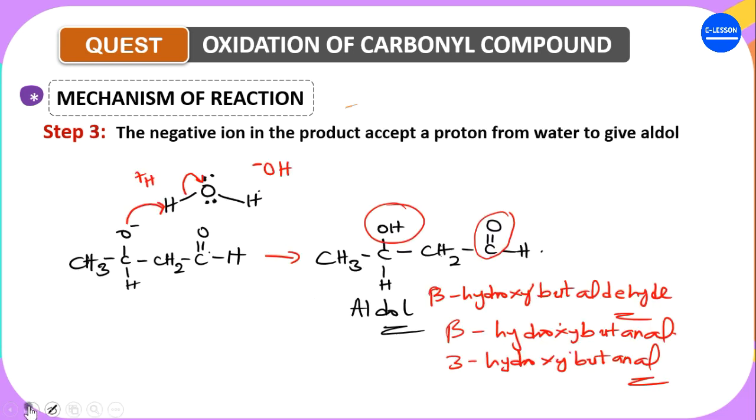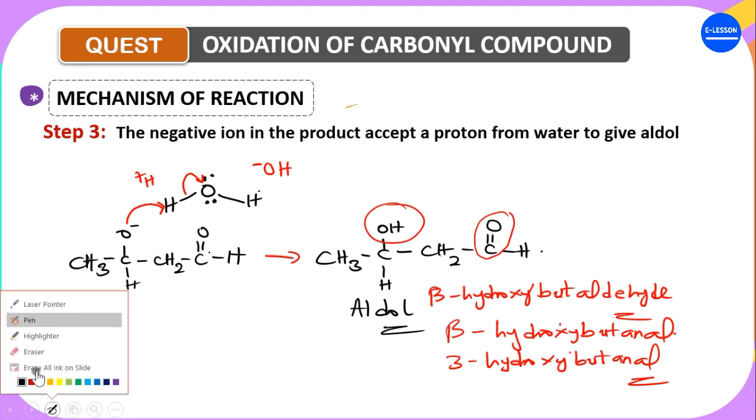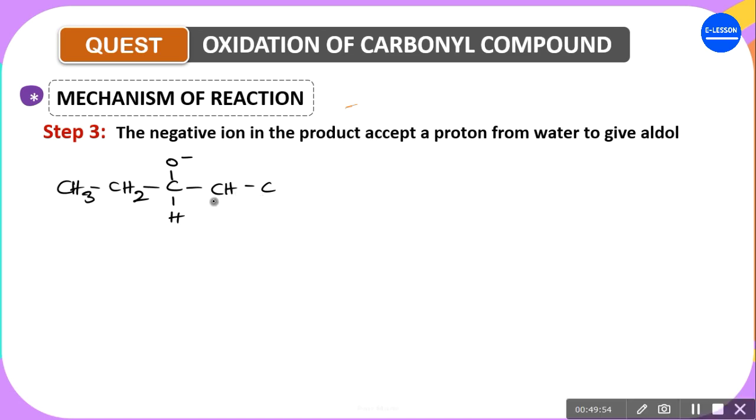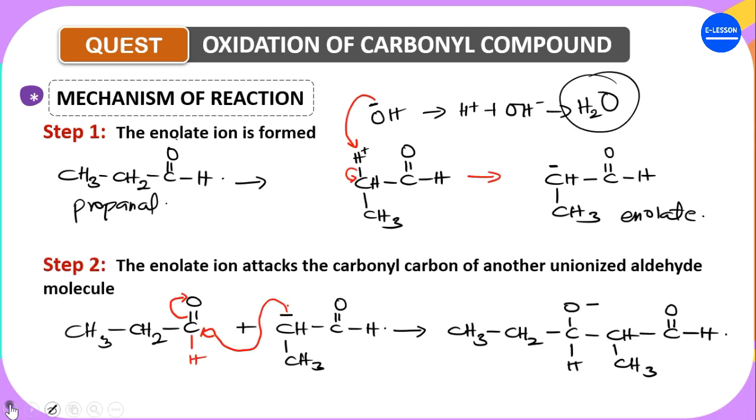To form the final product. So let me erase all. Okay, so what do we have here? CH3, CH2, CO minus, this H here is C, and then here is CH2, or here is CH, CH3, C double bond O, H. I believe this was the product that was formed.